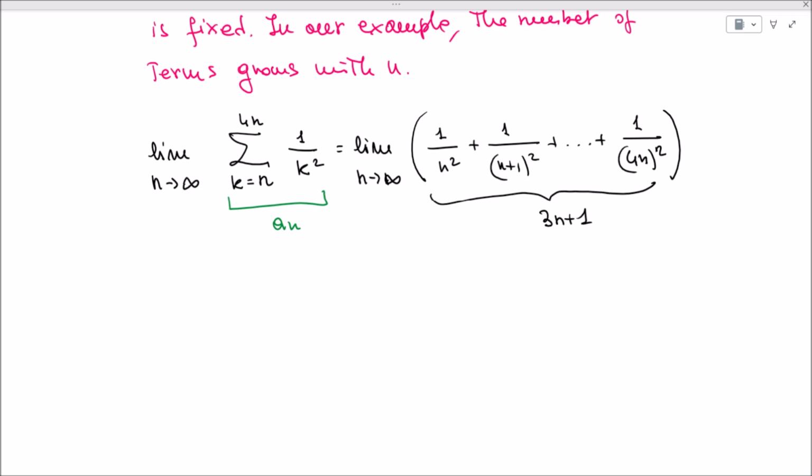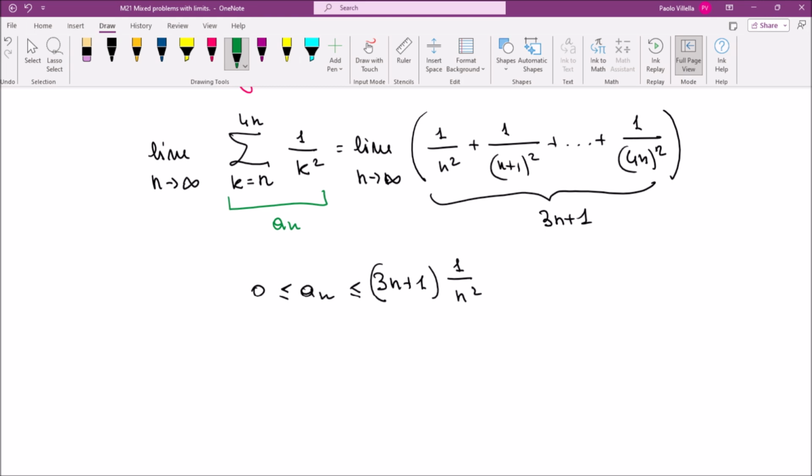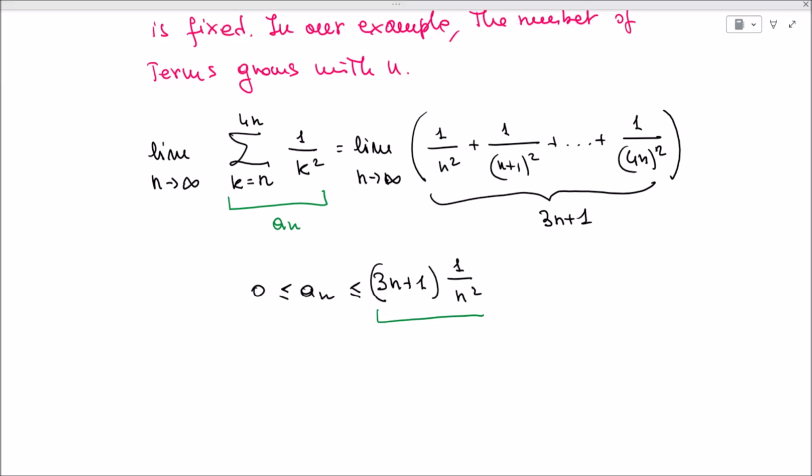And now we see that for n that goes to infinity, this of course will go to 0, right? Because we have n squared at the denominator and an n term at the numerator. So this will go to 0. This is a constant, will go to 0. And by the squeeze theorem, we can conclude that an goes to 0. So this is the proper way of solving the limit of a sum.